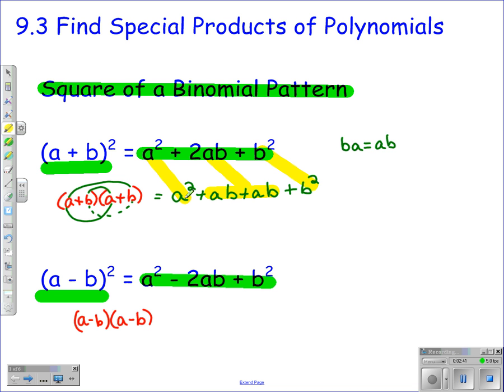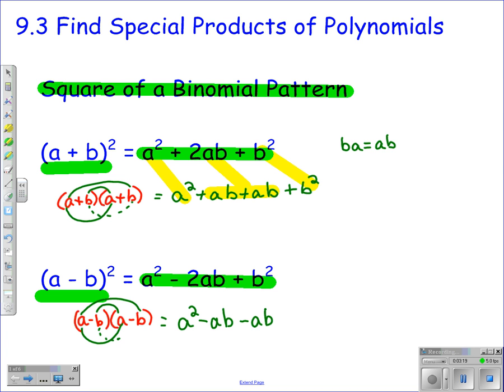Let's also look at (a - b) squared and show that it is multiplied together in order to come up with this pattern. We have a times a, again, a squared. This time we have a positive a times a negative b. We know a positive times a negative is a negative, and we have a times b. Then on the inside, we have a negative b times a. It doesn't matter that we have them in different order. It's still a negative times a positive. We're still going to have a negative ab.